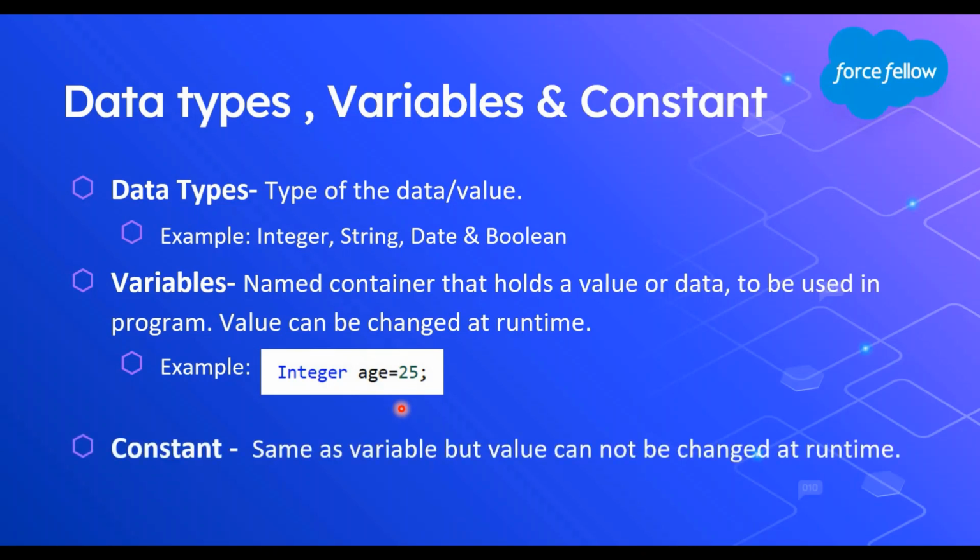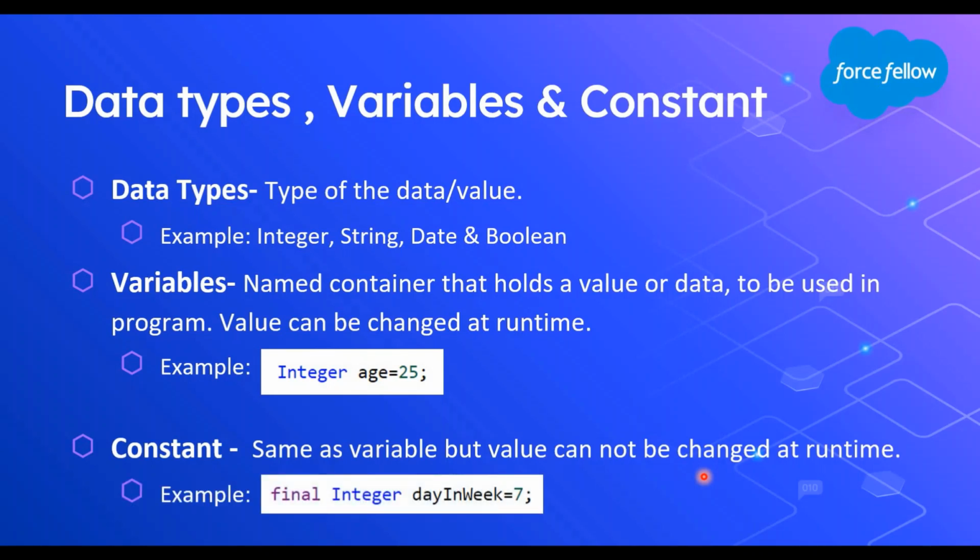And next we have constants. Constants are also the same as variables. Like in a constant also, we store values, but those values cannot be changed at runtime. And this is an example of a constant. It is similar to variables, we just need to add the final keyword before the data type. So if we have a requirement where the value can be changed at runtime, then we will create a variable. Or if the value will be the same during the entire program, then we can create a constant, okay?